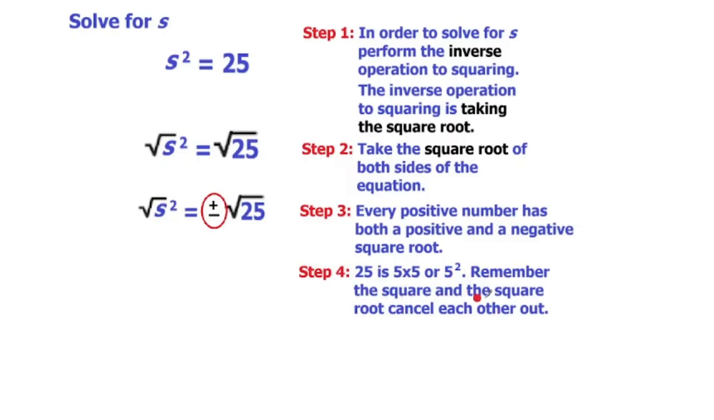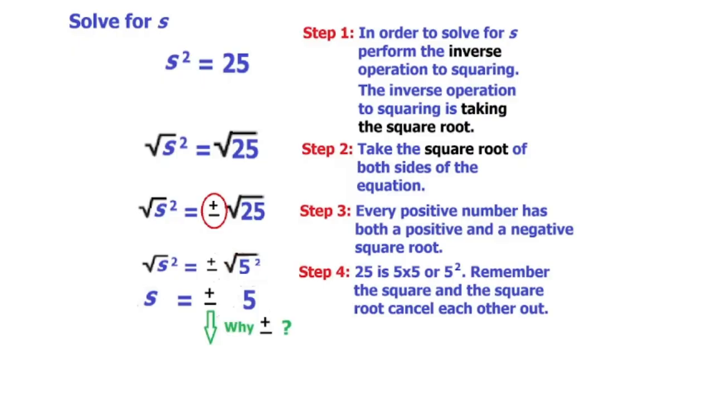Remember, the square and the square root cancel each other out. So when we write this, we know that the square and square root cancel each other out. So now we're just left with s equals plus or minus 5, because this cancels with the square root sign.